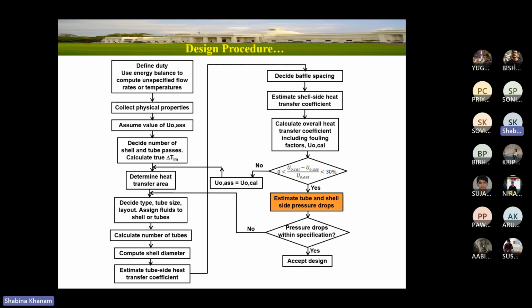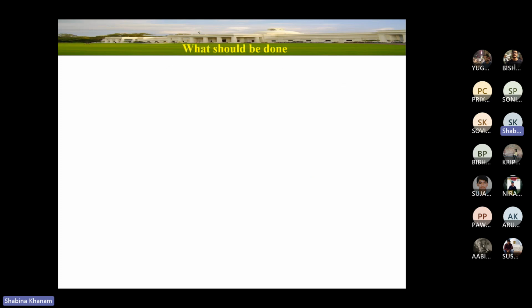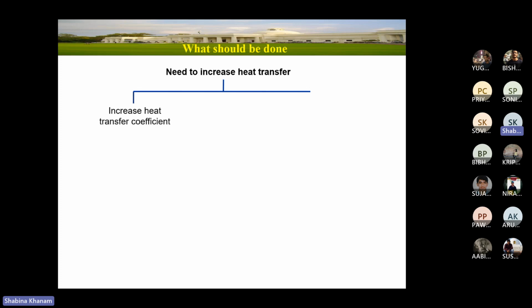I have already explained each and every term in detail, and that will be more clear when you solve a problem. And we will consider some of the things that should be done to increase heat transfer. If I need to increase the heat transfer coefficient, or if I need to increase the surface area, mostly we deal with the heat transfer coefficient to bring it into the permissible limit.